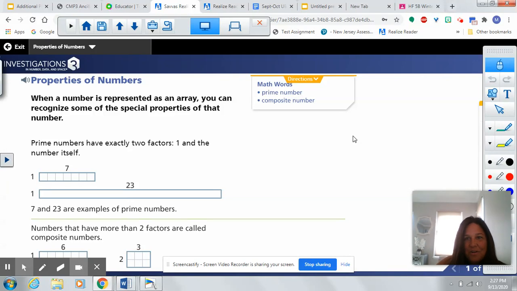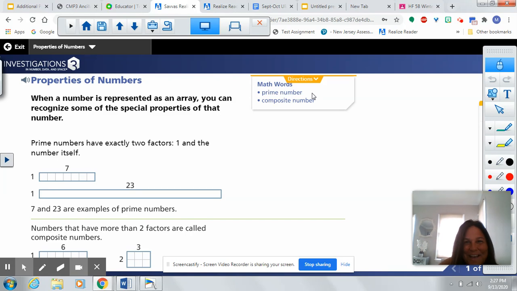Today we're going to continue our study on properties of numbers. I want to start with calling your attention over here to these two vocabulary words. We have prime number and composite number. Do you remember from our vocabulary notes yesterday what a prime number is?